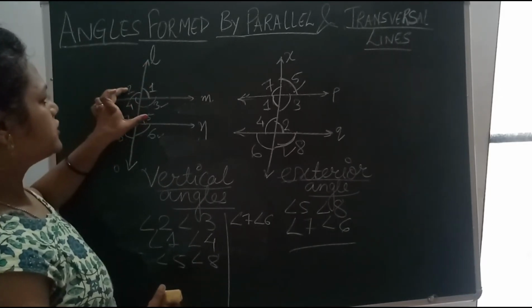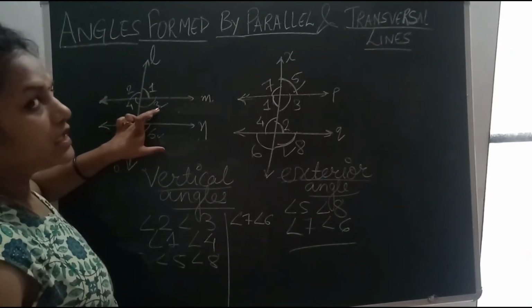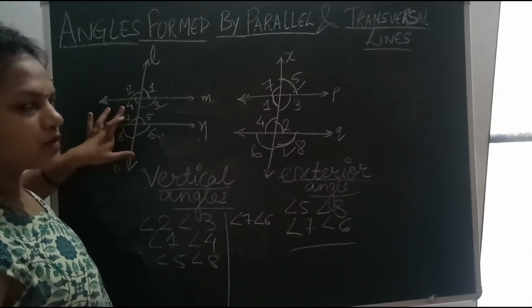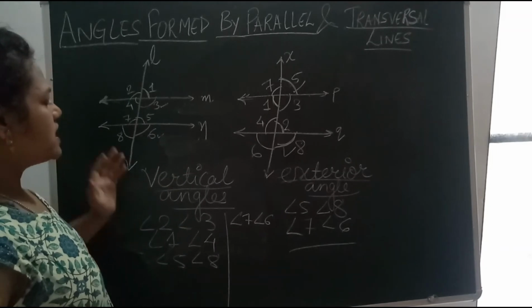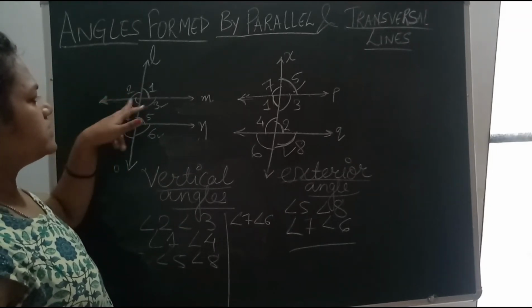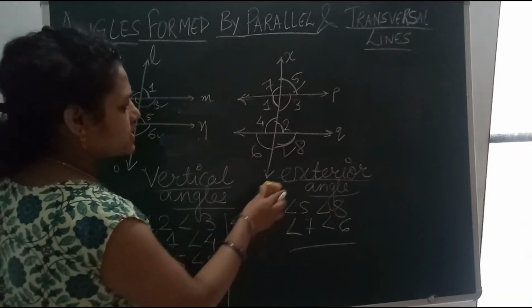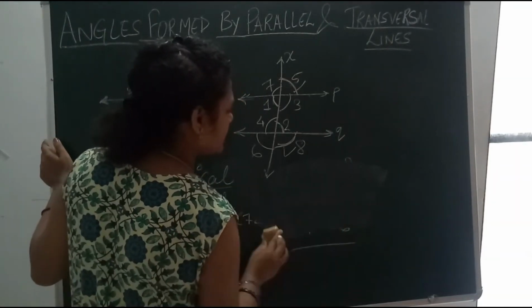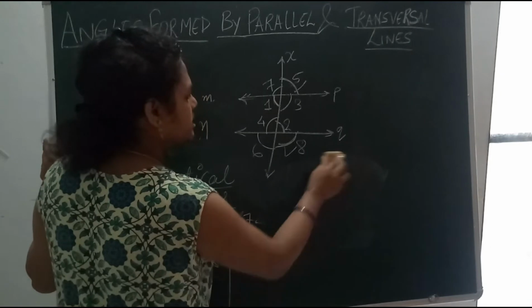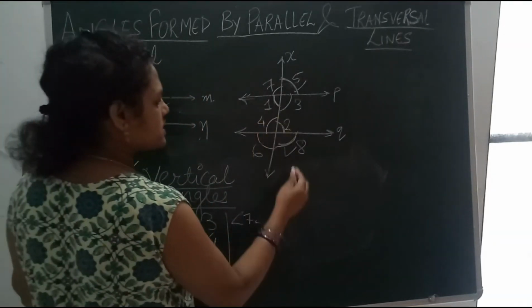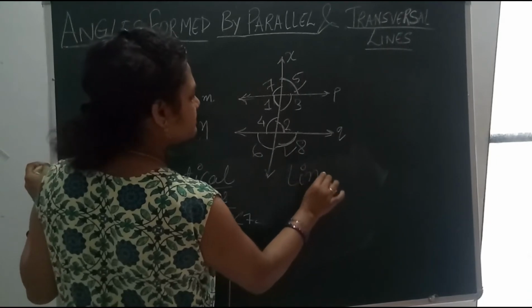Angle 2 is opposite to angle 3. Angle 1 is opposite to angle 4. This is your vertical angles, and vertical angles are always equal to each other. Next we will see linear pair. Then I will show one example in which all these angles will be covered. We will see now the last one, linear pair.